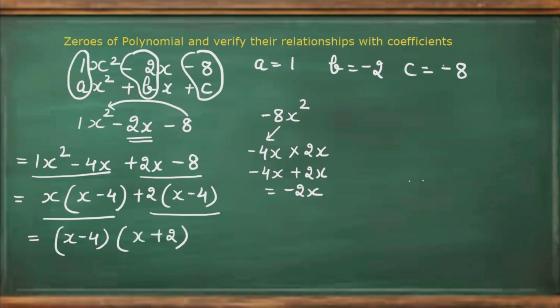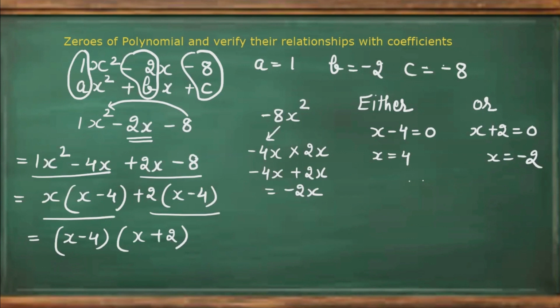Now we have to find the zeros of the polynomial. So we can write it as either x minus 4 is equal to 0 or x plus 2 is equal to 0. x is equal to 4, x is equal to minus 2. So the value of alpha is equal to 4 and the value of beta is equal to minus 2.